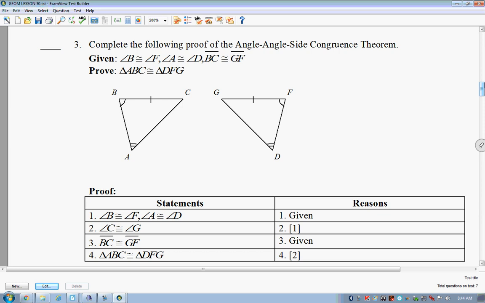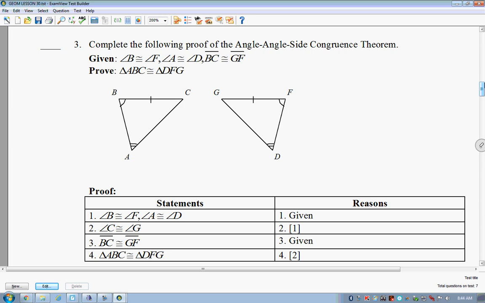Okay. So I've got angle, angle, side. And if I remember right, I really don't like this question because I have enough information at this point to prove that these two triangles are congruent, right? Because we have an angle, angle, side congruency postulate. And that's what they're wanting to use. Complete the following proof of the angle, angle, side congruency postulate.